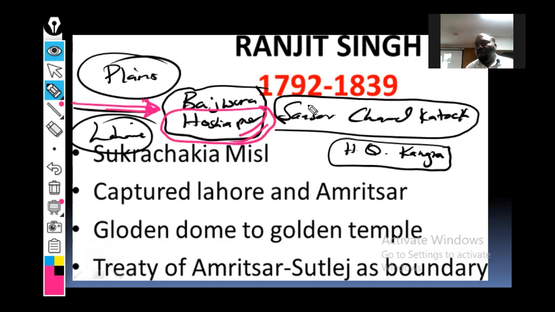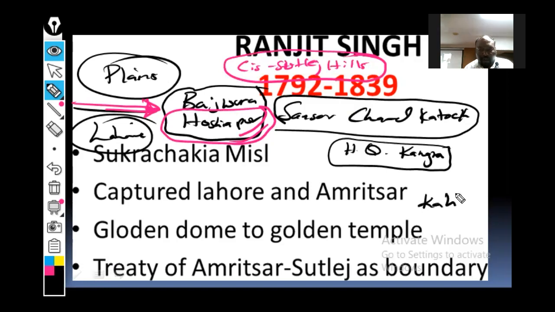Once they capture Hoshiarpur, what did Sansar Chand Katok do? You know, he changed his direction. He crosses the Satluj River and he goes into the hills of Cis Satluj states. So once he goes to Cis Satluj hills, in this hill, there was a ruler called Kalur. And this Kalur was the person who was ruling the hills of Cis Satluj states. So Kalur is the hill states chief.